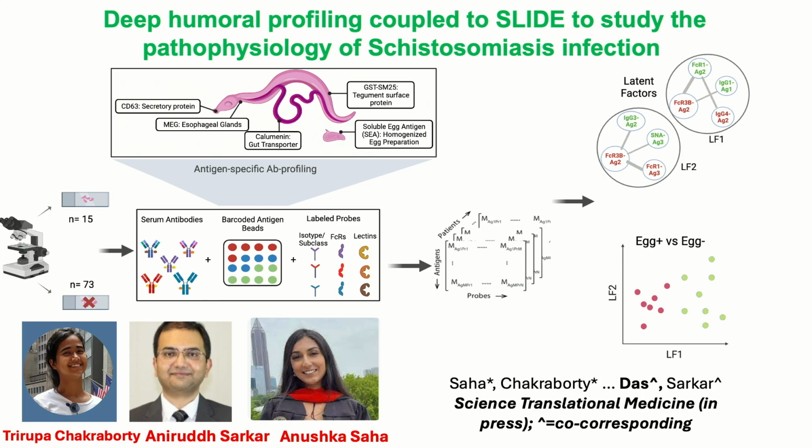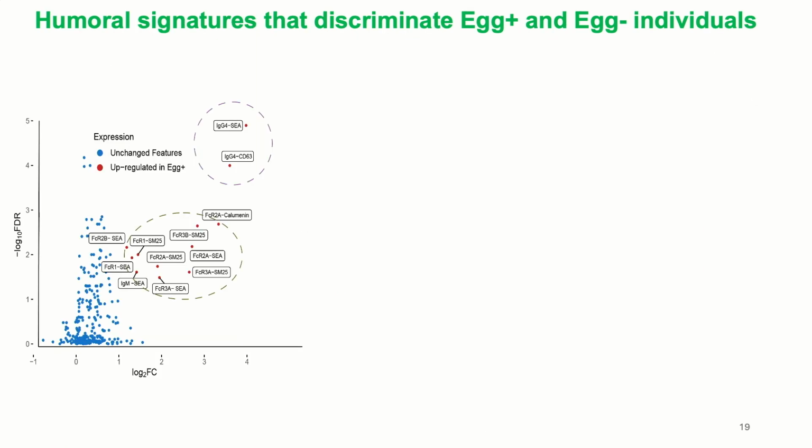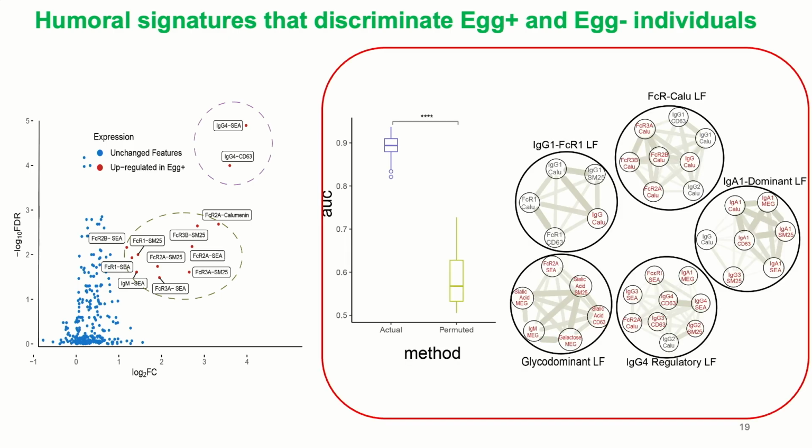This was done in conjunction with Anirudh's lab, co-led by Trirupa in my lab and Anushka in Anirudh's lab. This is now in press, should be online in a couple of weeks. So I'll keep it very brief just to show you high-level vignettes. The first is people know in the context of helminth infection that you have higher IgG4. So if you do the standard DE kind of analysis, the only thing that you see is IgG4 and some Fc receptor binding. But when we ran the SLIDE model, we see a very, very significant model.